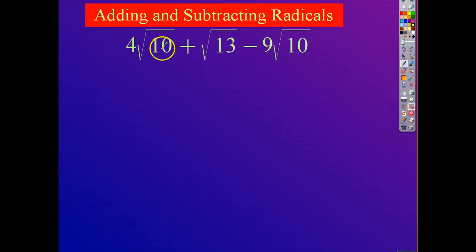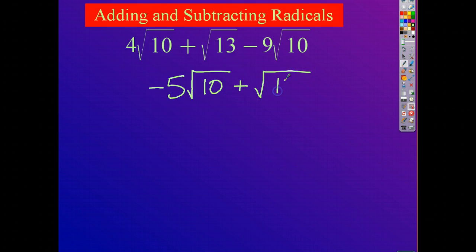Okay, I have 4 of these. 4 radical 10s, and I have -9 radical 10s. Well, if there's 4 of these and -9 of these, that means I have -5 radical 10 plus radical 13. Okay, now you cannot add these things, like this radical 10 and this radical 13. I cannot add those. I can't make that radical 23. It doesn't work that way, okay?